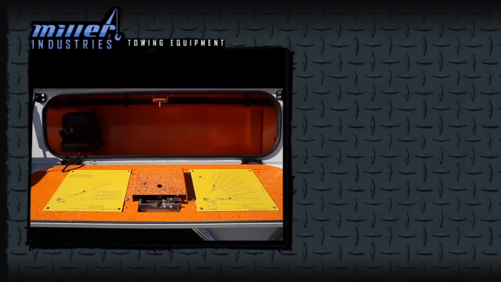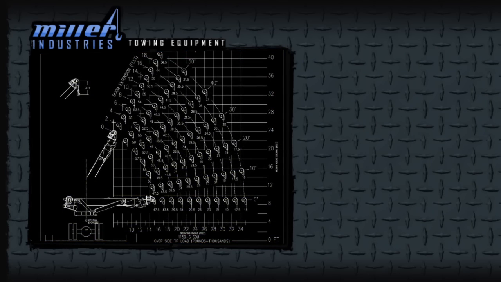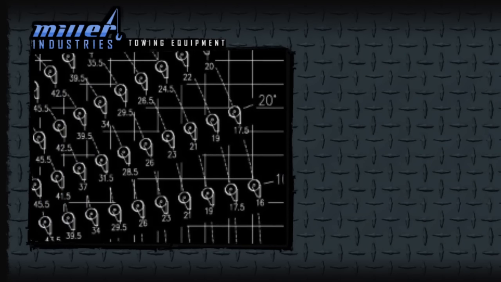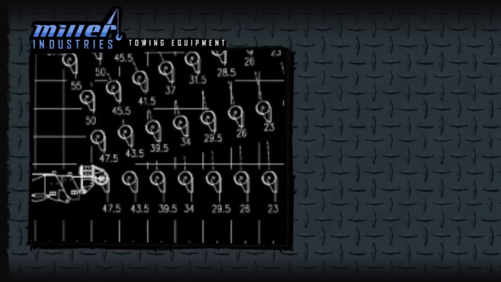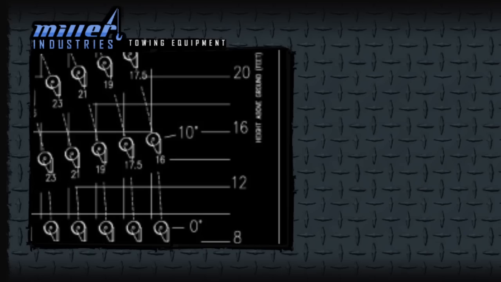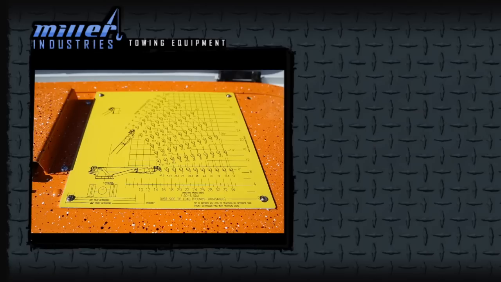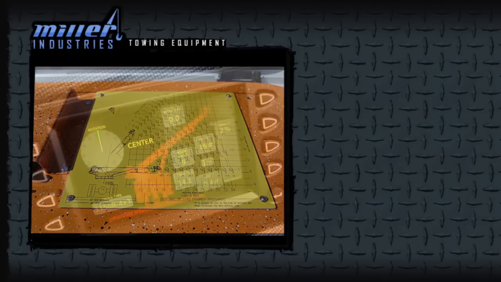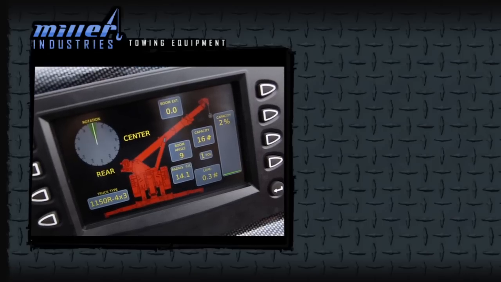Tip and load capacities are provided with each rotator, adhered to the door. The tip and load capacities are broken down to show the maximum capacity at each measurement of the boom extensions every 10 degrees. Today, the load sensing system takes the information provided in those tip and load charts and displays that information on the screens of the unit's control station.